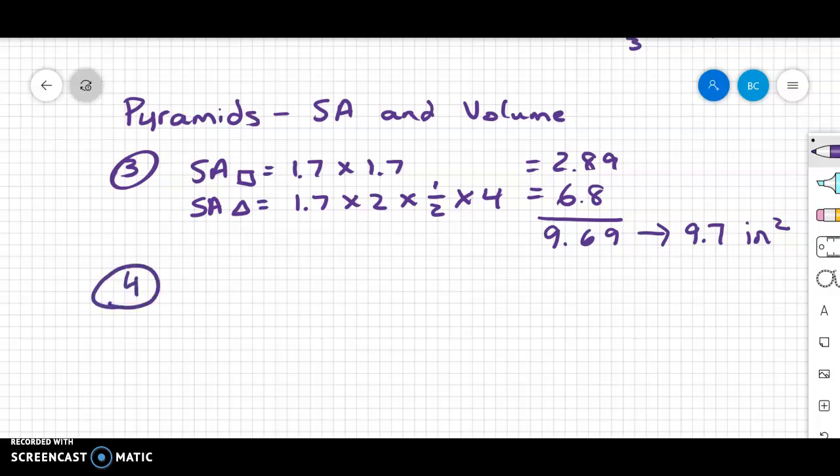Next problem is number 4, so the surface area of that. Visually this one is a little confusing because they're all triangles. I always try to focus on the sides that are forming that right angle. So the surface area of my triangular base is going to be 11 times 9.5 times 1/2. And then for the surface area of my faces, the slant height is 14. So I've got 14 times 11 times 1/2.